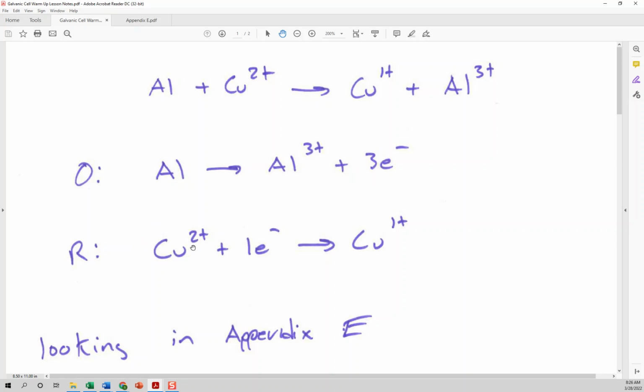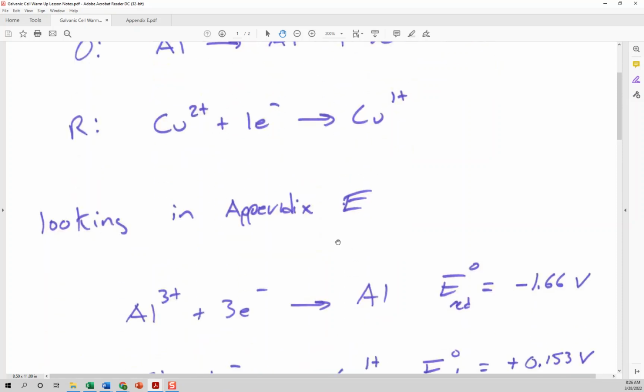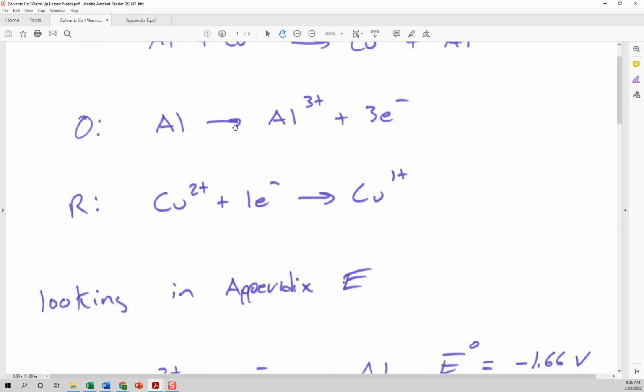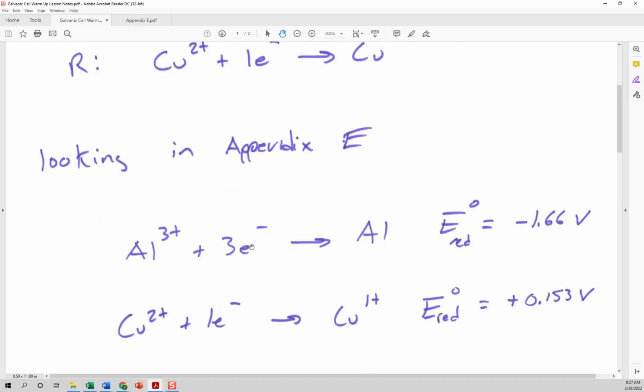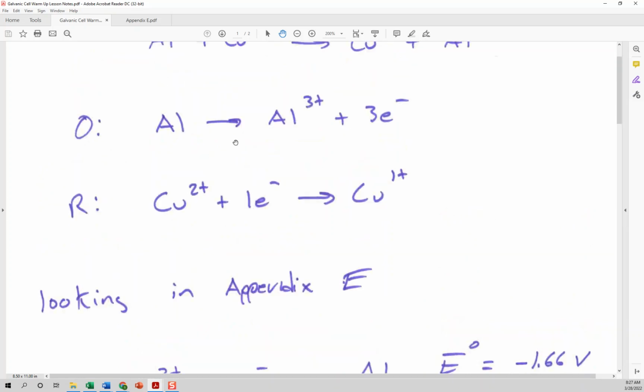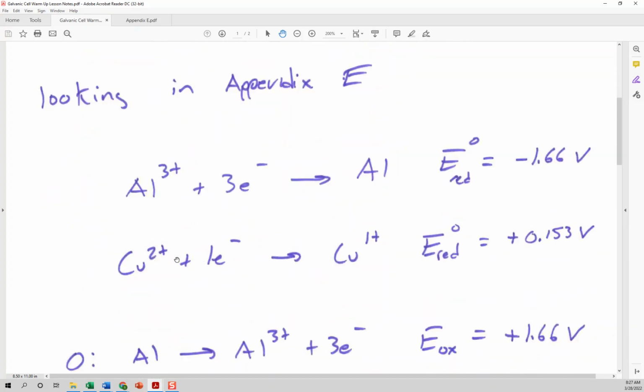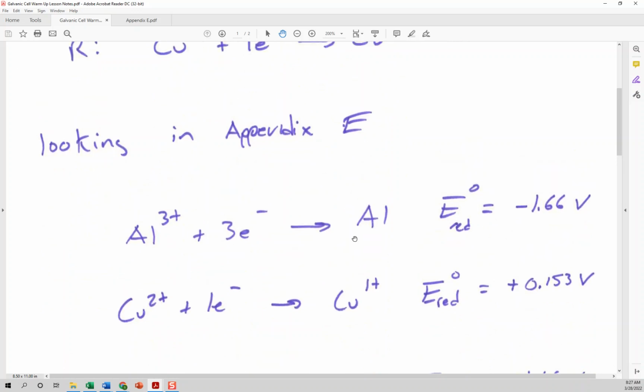But the first thing we want to do is use Appendix E to look up the potentials for this, all right? But remember, Appendix E only gives us reduction potentials. So we're not going to find this reaction in Appendix E. We're going to find the flip of it, the reduction of aluminum 3 plus, right? So the two things we're looking up is the reduction of aluminum 3 plus to go from aluminum 3 plus to aluminum. And notice that this reaction is the reverse of that reaction. And then we're going to look up the reduction of copper 2 plus to form copper 1 plus. That's what we're looking at in Appendix E, right?